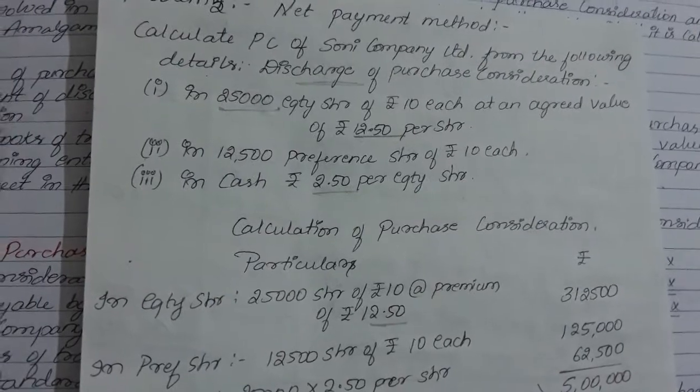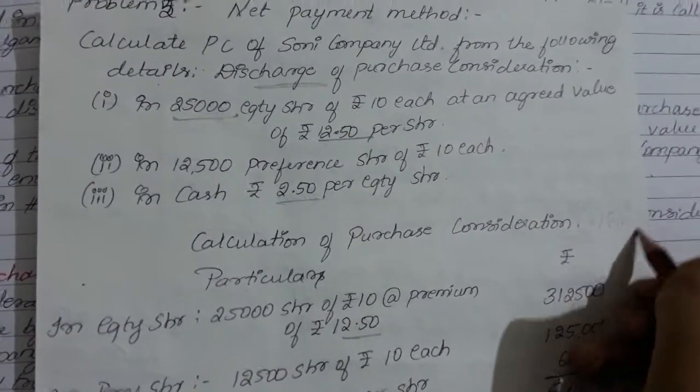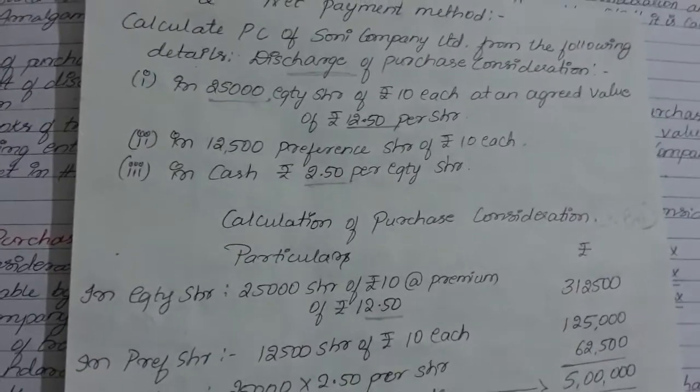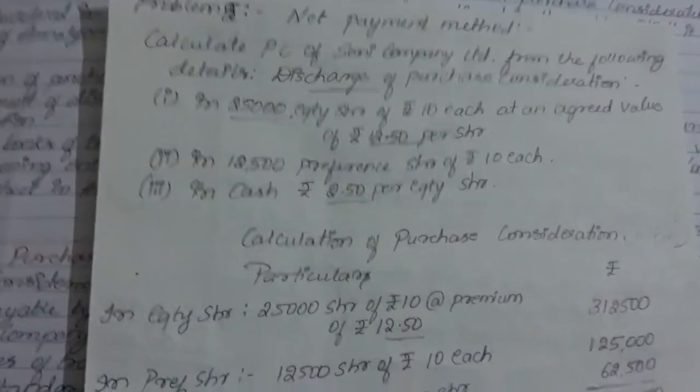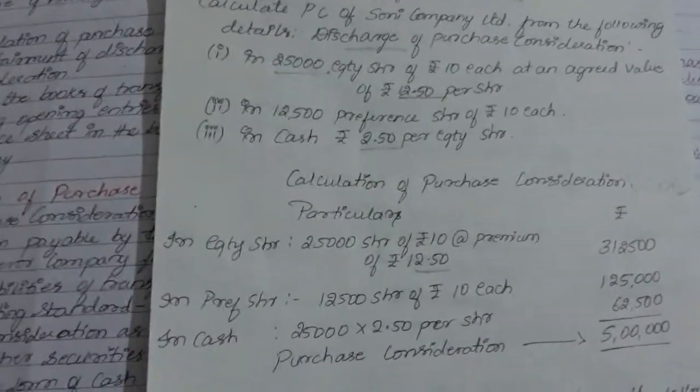As you can see, there is no information regarding assets. So it is clearly known, we know that it is a net payment method. So please don't forget to mention this net payment method and all. So hope you have understood this question, that is problem number 5.